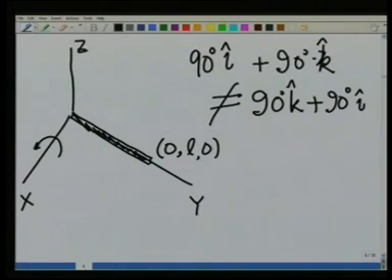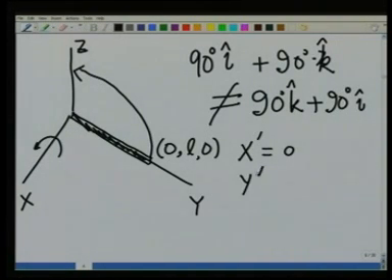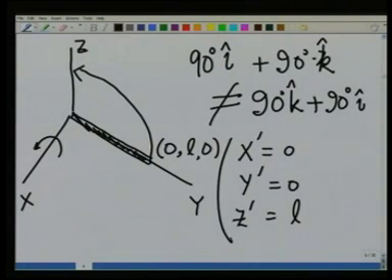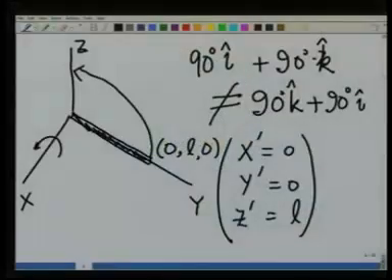mathematically. If I rotate this rod about the x axis counterclockwise, the new coordinates of this would be x prime would remain 0, y prime would become 0 and z prime would become L after the first rotation. After the second rotation about the z axis, nothing really changes, only it has just rotated a bit. On the other hand, let us see what happens if I rotate it about the z axis first and then about the x axis.